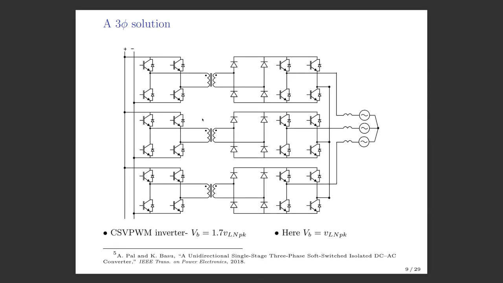Now you can see that, remember in the grid scale, there is a three-phase. We don't have single phase like we have seen in the previous circuit.